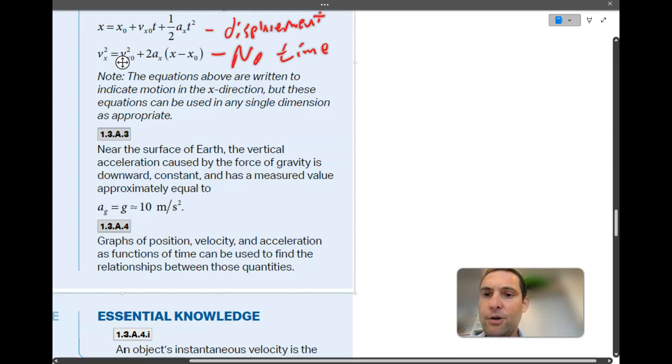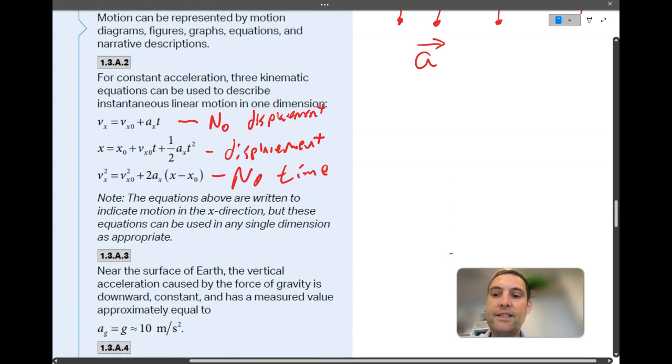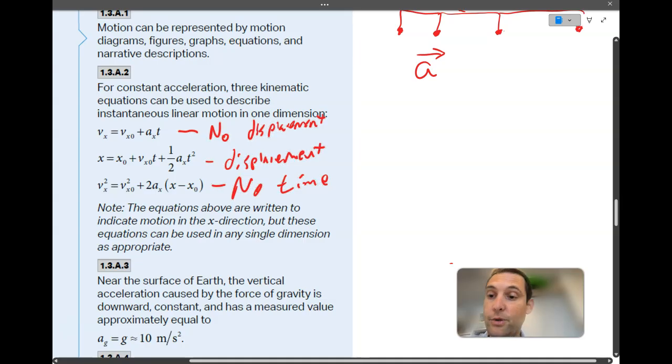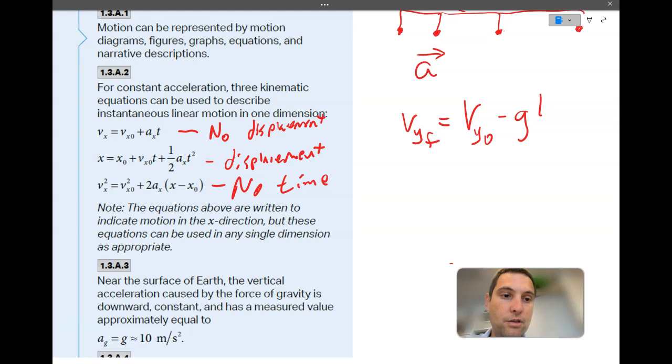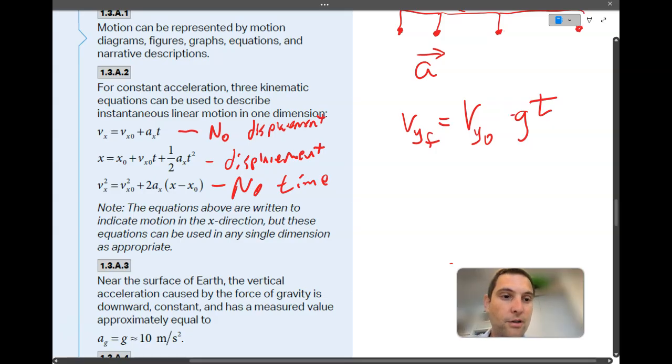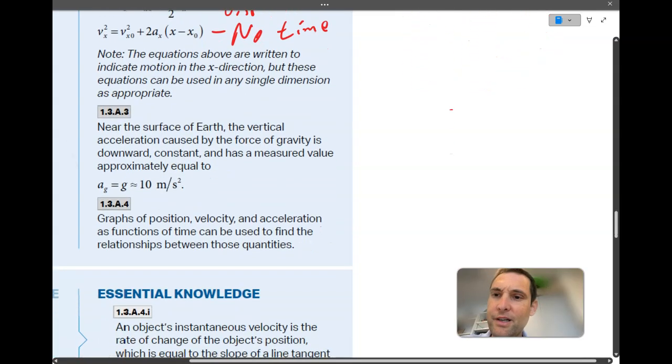The equations are written to indicate motion in the x direction, but you can use these in any single dimension as appropriate. So we can use these in the z direction if we wanted. We can use them in the y direction. In fact, all of these equations can be transformed to the y direction. Minus gt if we're going to take down to be negative, or plus gt if we take down to be positive, whichever one works for you. There should be a negative in there somewhere, probably. And you can do that for all of them. That sub x is there only to remind you that this can be done in the x direction or y direction or z direction, but I don't think we have to worry about that.